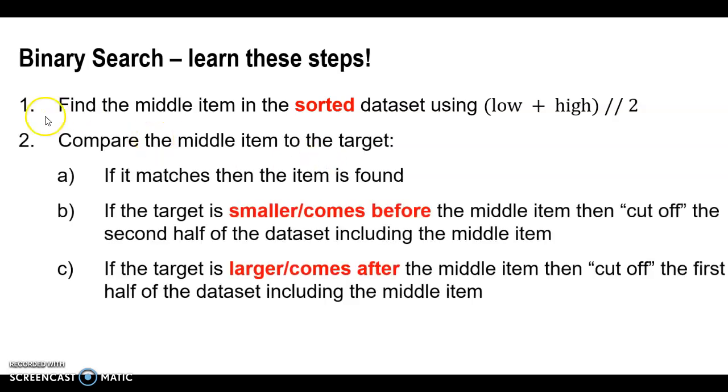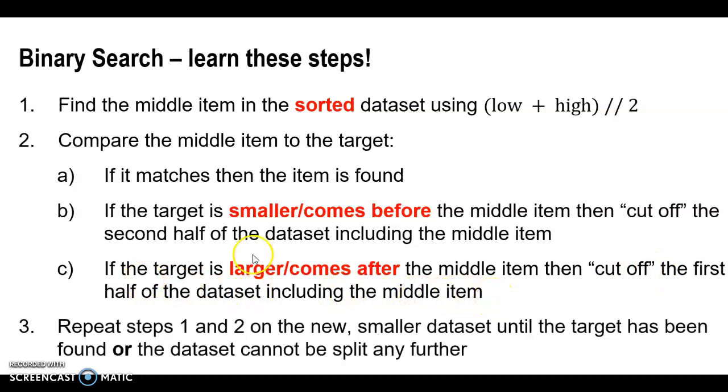Here's the overall steps. Step number 2, we compare the middle item to the target, and if it matches, then the item is found. If the target is smaller or comes before the middle item, then we cut off the second half of the data set, including the middle item. And if the target is larger or comes after the middle item, then we cut off the first half of the data set, including the middle item.